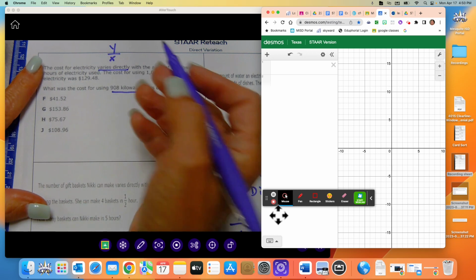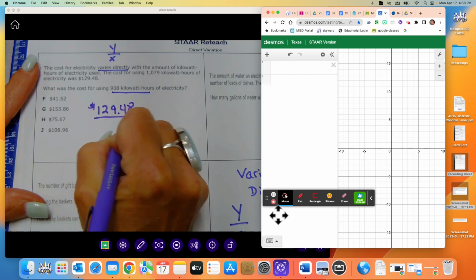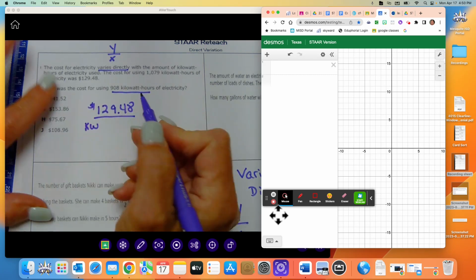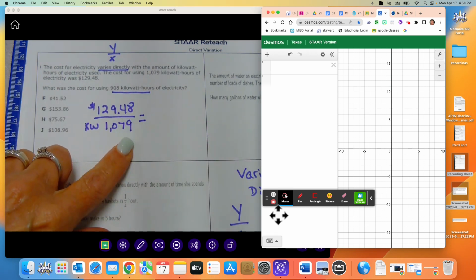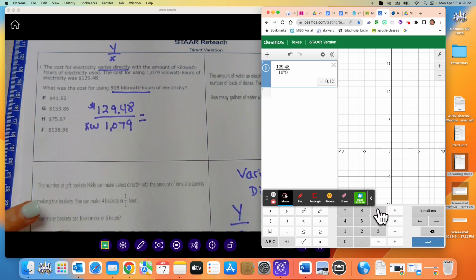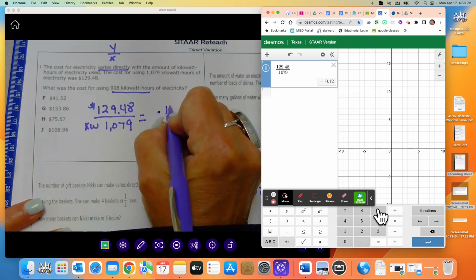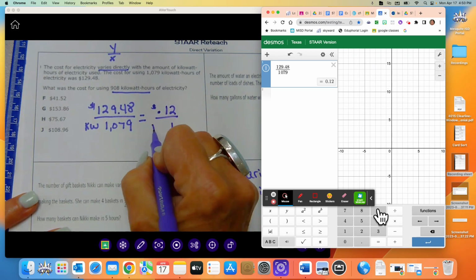Remember, we're going to put y over x. Money is always the y. So what we're going to do is put money over kilowatts, and our kilowatts is 1,079. So we're going to divide $129.48 divided by 1,079, because we're wanting to know how much it is for 1 kilowatt. So it is 0.12. That means it's 12 cents for 1 kilowatt.